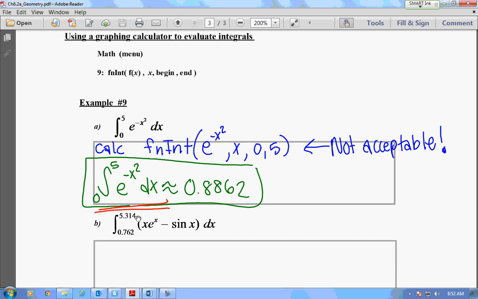Now, that whole section is a binomial. I'd put all of that in parentheses. I would always err on the side of adding extra parentheses, just in case. Make sure you do your lower bound first, then your upper bound last.